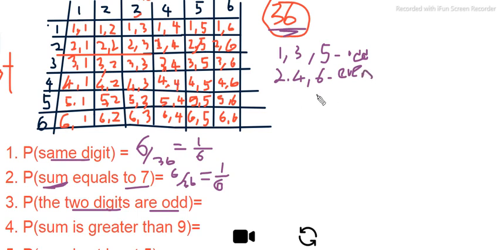Another one that you can be asked here is the prime numbers. The prime numbers here are 2, 3, and 5. Those are the prime numbers for this.